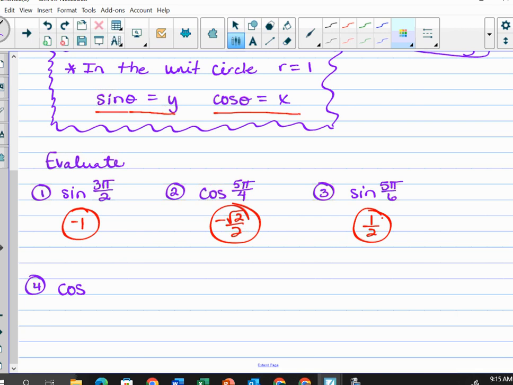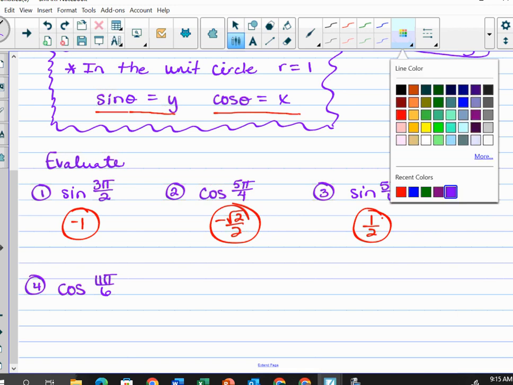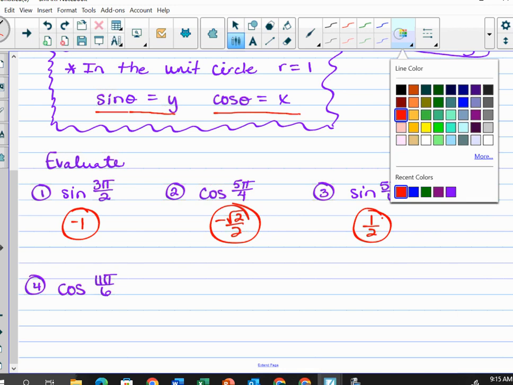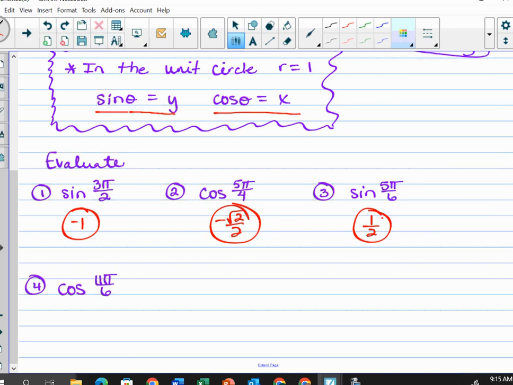Let's do cosine of 11 pi over 6. I got it. It's okay, I know you need to look at it right now. It is root 3 over 2. Wait, is that a 2? Yeah. So you see where it is, what it's closest to?